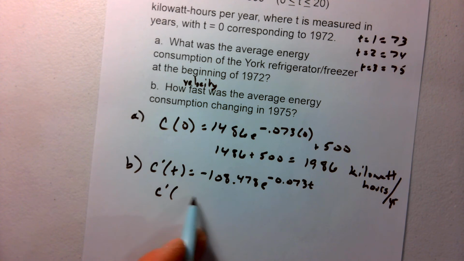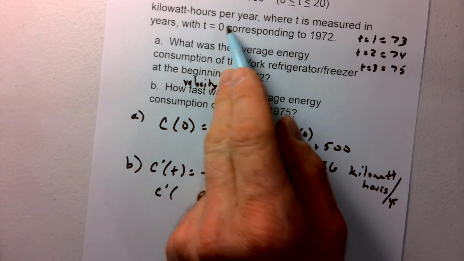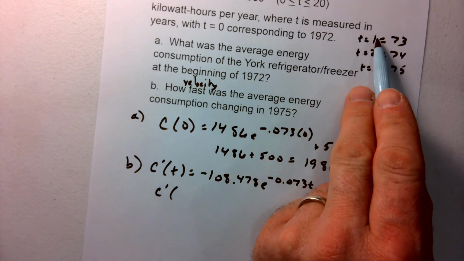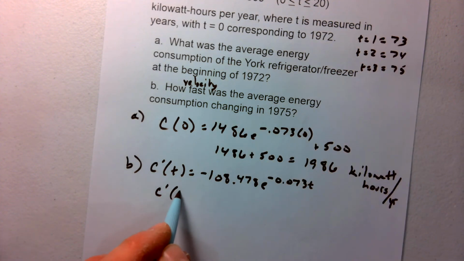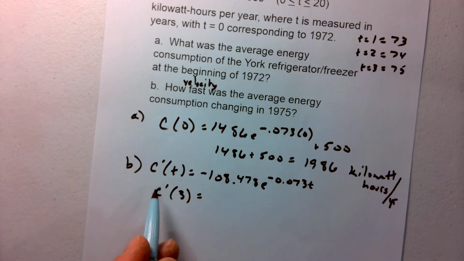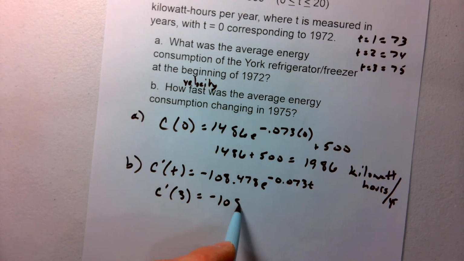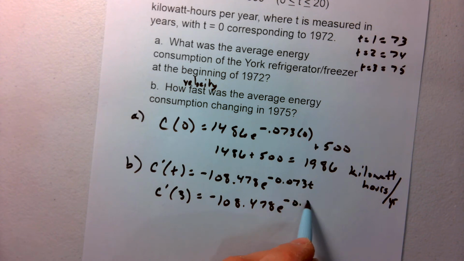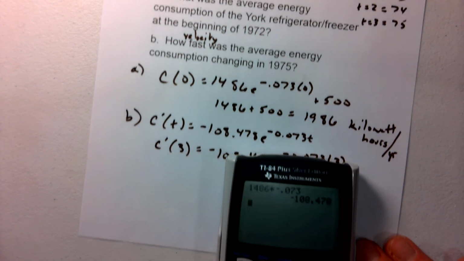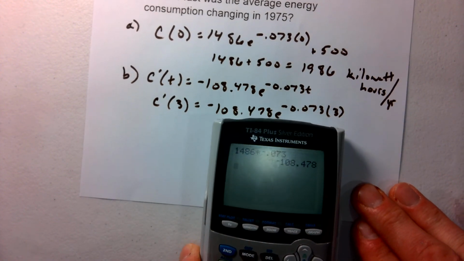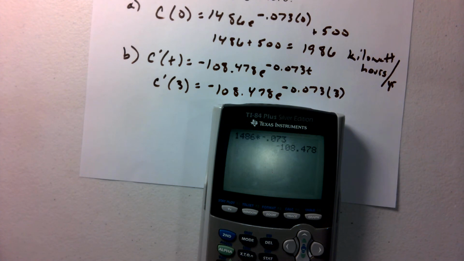I'm not plugging in 1975 though, because year 0 was 1972. 1's going to be 73, 2 74, and 3 will be 75. So I'm looking for C prime of 3. So you get negative 108.478 E, so negative 0.073 times 3. Again, I can pull out my calculator. And we're going to go ahead and type that in. So we have our answer.